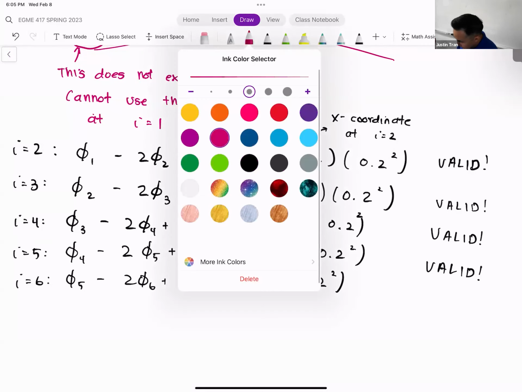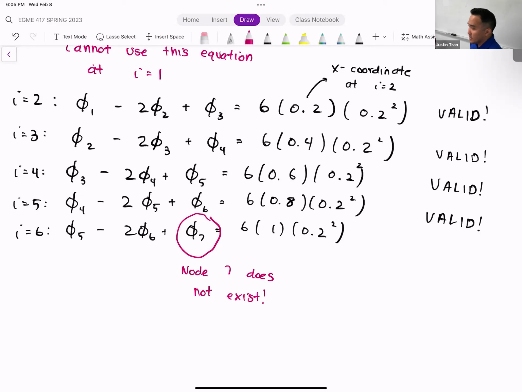Okay. And just like we did at i equals 1, we have an issue with this last equation right here. Node 7 does not exist, right? And so in order to use this equation, we would need phi7, but that doesn't exist in our domain. And so just like we did at node 1, we're going to cross this one out because we can't use this equation.